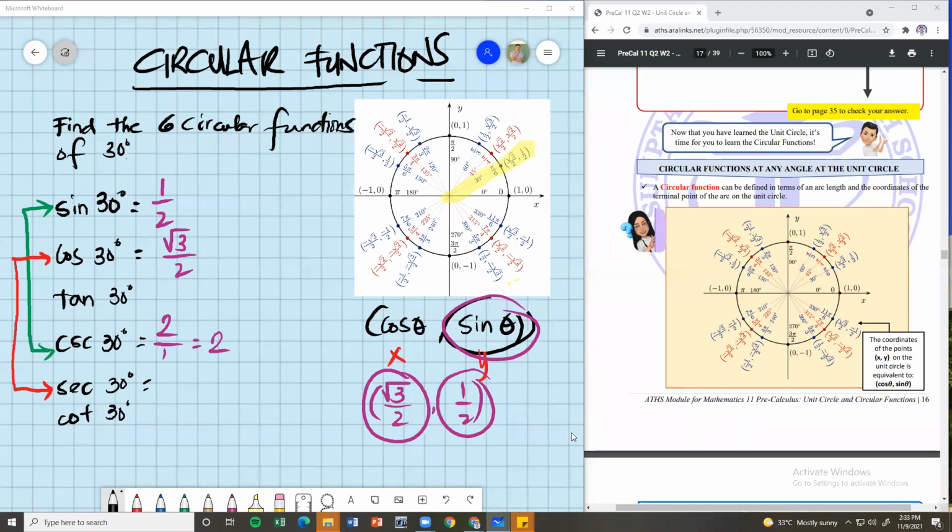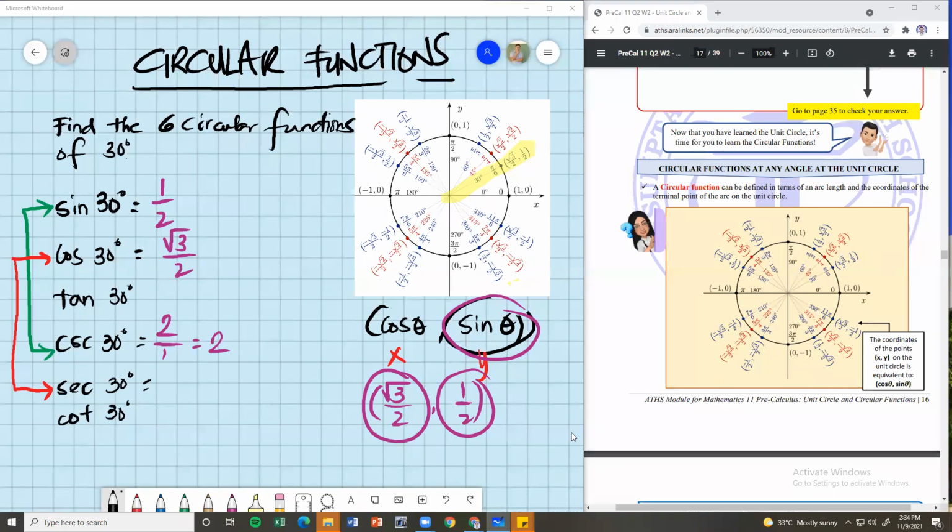Uy, may gumamit ng calculator. I don't like the decimal value. I want to see the fractional part. Alam mo yung mga nag-calculator, they are giving me the values. Okay, the decimal values.